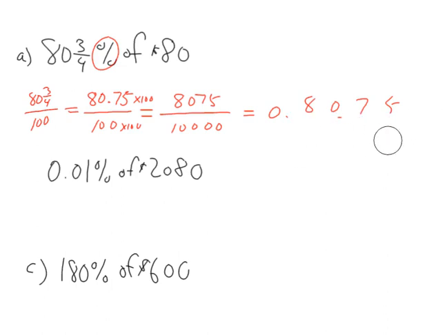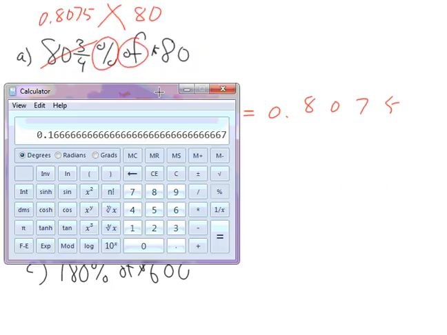80 and 3/4% as a decimal. So I'm going to put that up here. Now, instead of putting this, I can put a line through it. 0.8075 of, we can always interpret as being multiplication, $80. Take my calculator, bring it down here. So 0.8075, or 80 and 3/4% of $80 is $64.60.